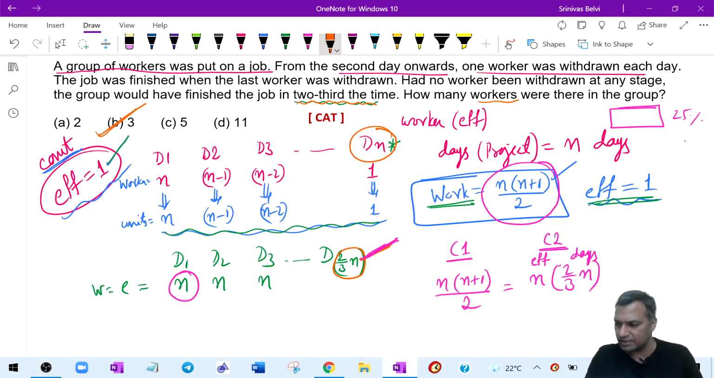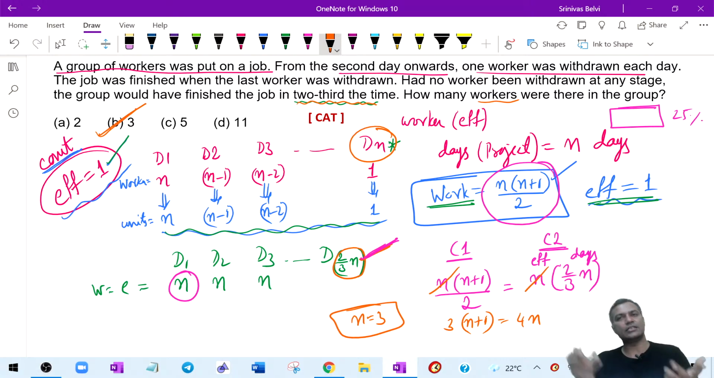All right, simplify this. N and n are getting cancelled. Therefore, you will say that n plus 1, this 3 you take on this particular side, so n plus 1 three times. This 2 you take on the other side, it will become 4n. Therefore, n is equal to 3. Simple. You would have solved like this and you would have got the answer.